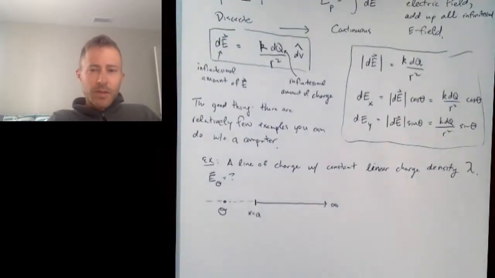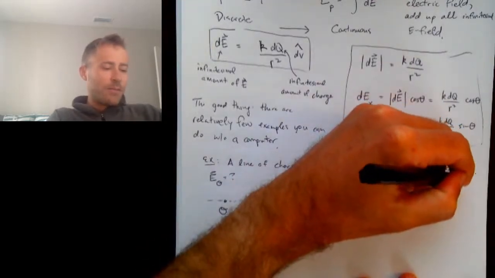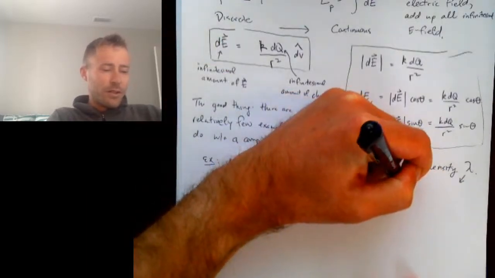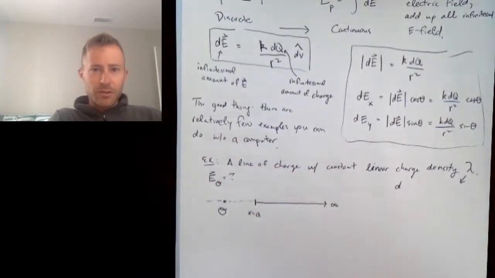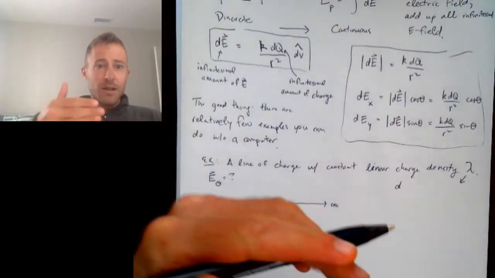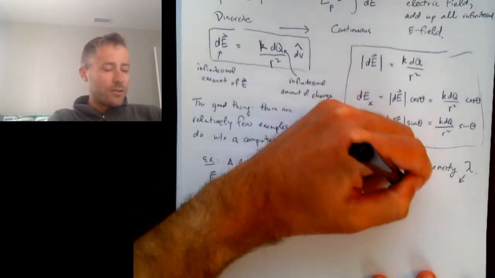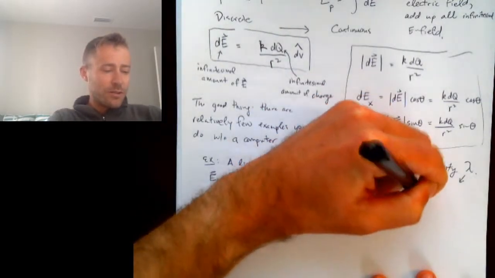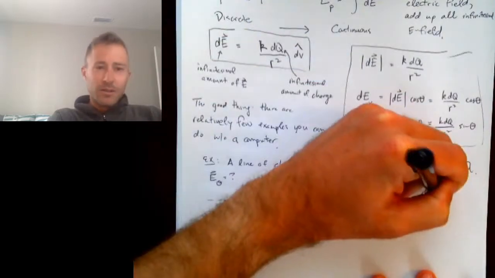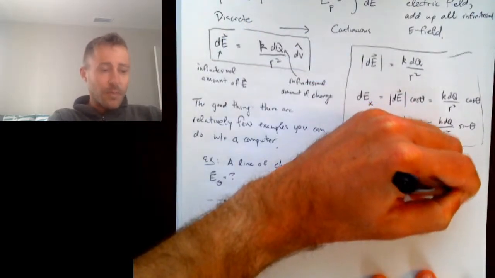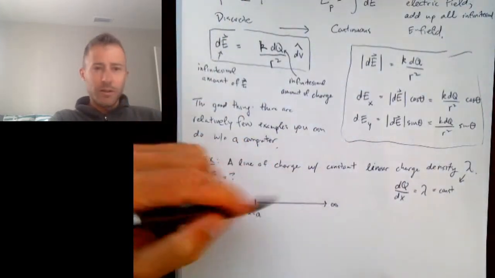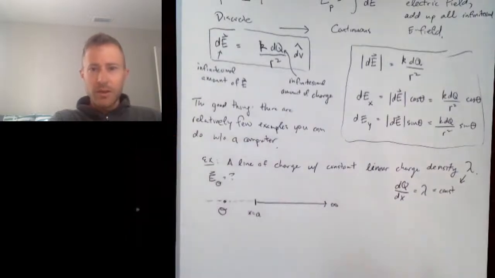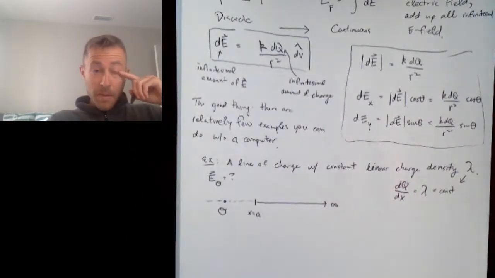Okay? So it's an infinite line of charge. So what do I mean by lambda? Well, when I say linear charge density, it's just the same thing as linear mass density. Linear mass density was dm/dx. Linear charge density is dq/dx, and this is equal to lambda. In this case, it's a constant. It doesn't have to be a constant. You could have the linear charge density depend on location within this line of charge. Okay.